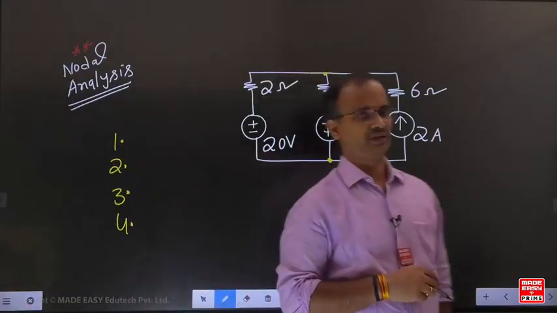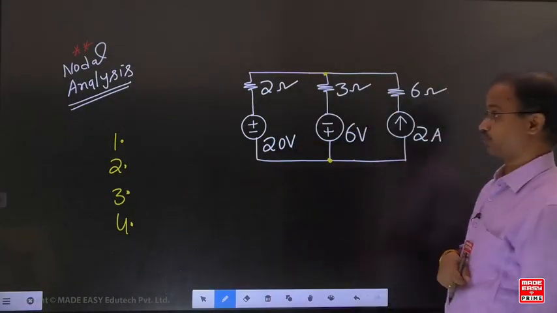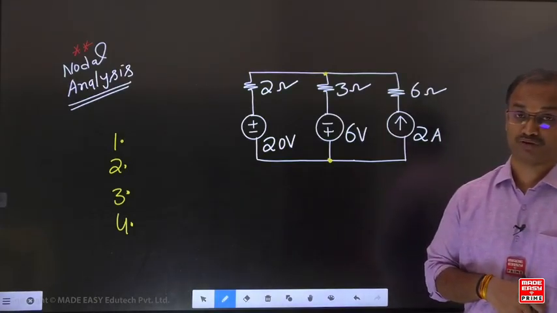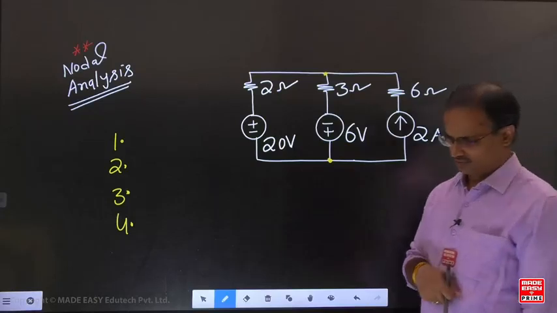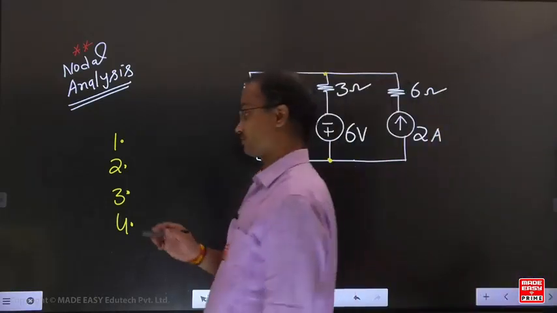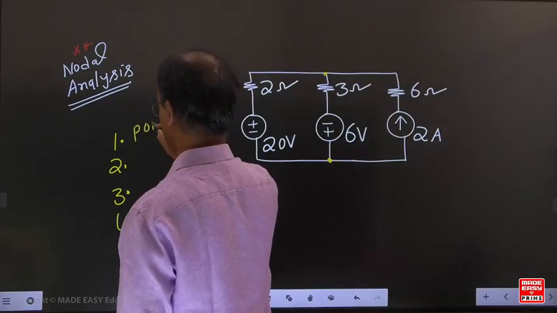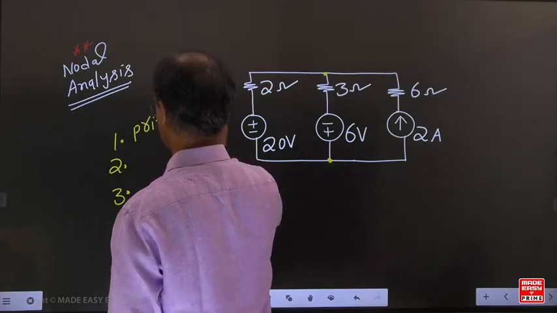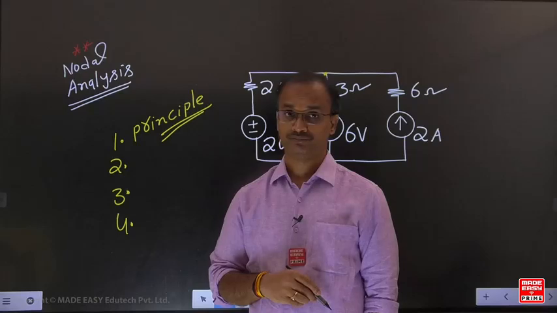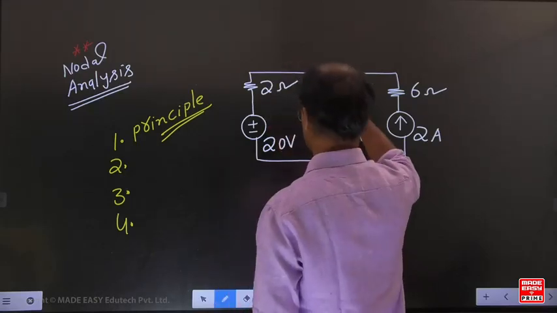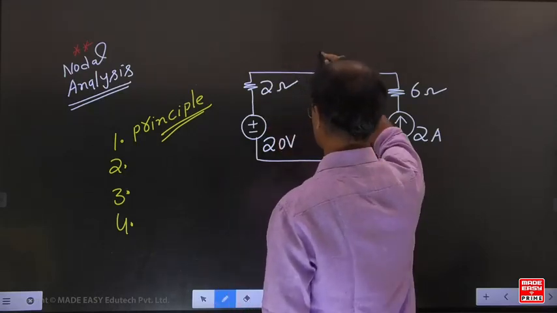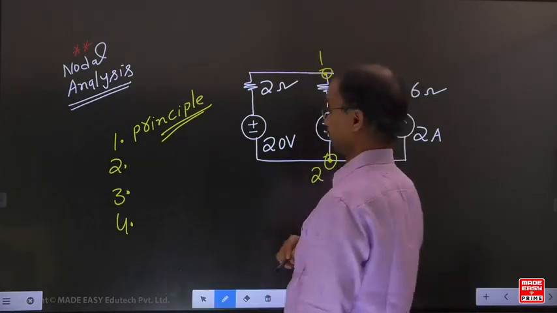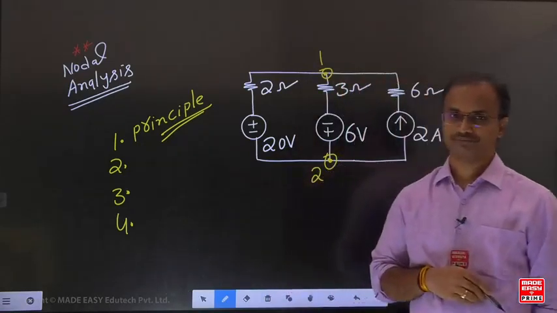Look, in nodal analysis, first identify the total number of nodes in the given network. We mainly focus on the principal nodes. For this particular example, there is principal node 1 and principal node 2. Identify the total number of principal nodes.